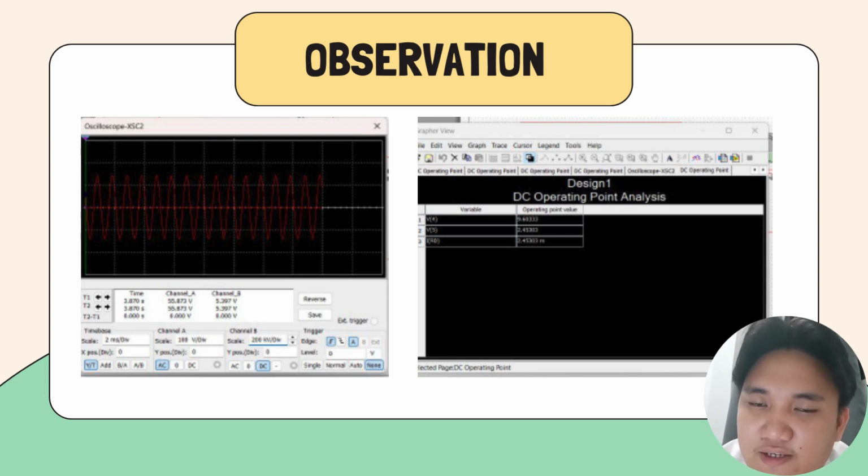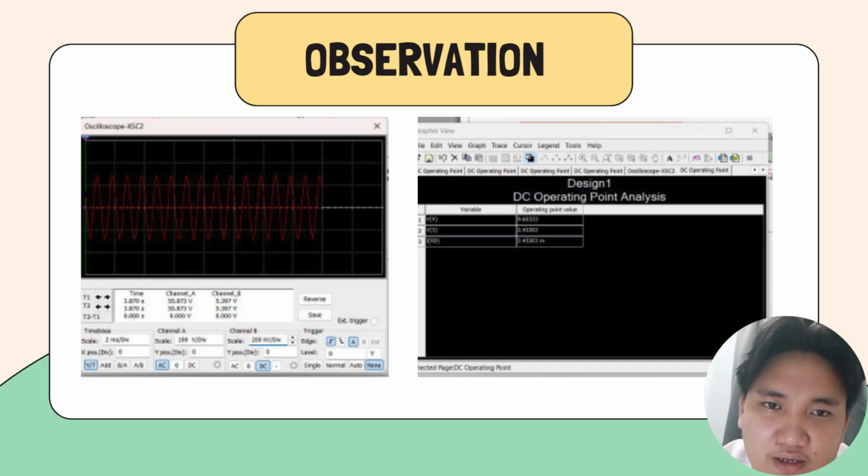For the phase inversion explanation, it can also be observed that the output waveform is inverted by 180 degrees relative to the input signal. This phase inversion is a key characteristic of the common source JFET amplifier configuration.